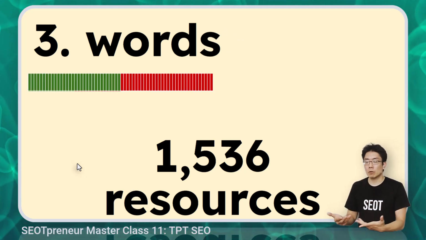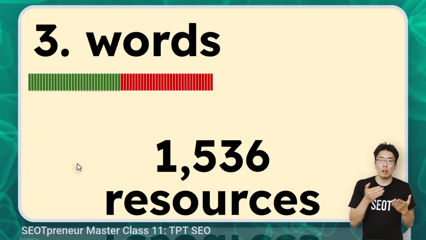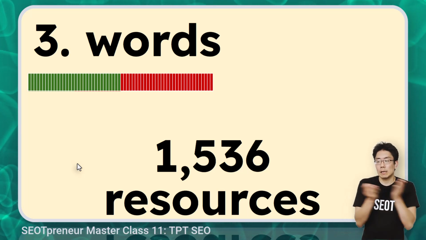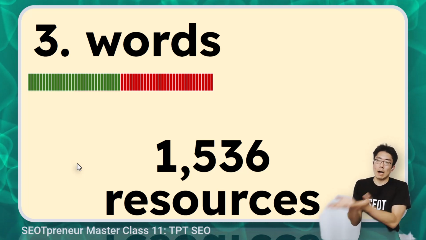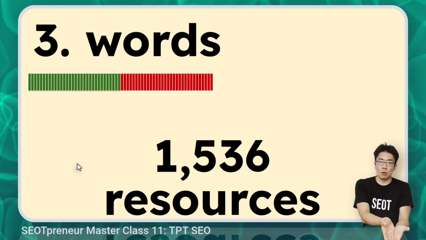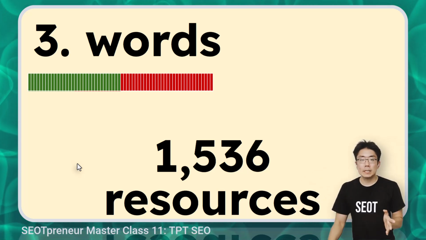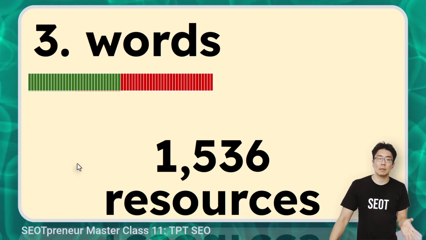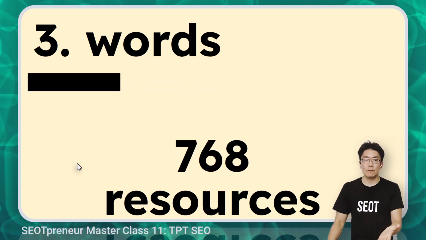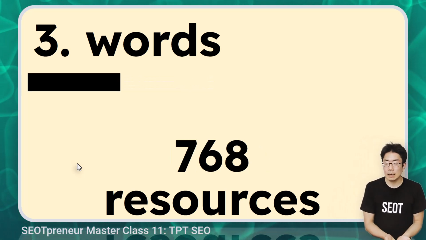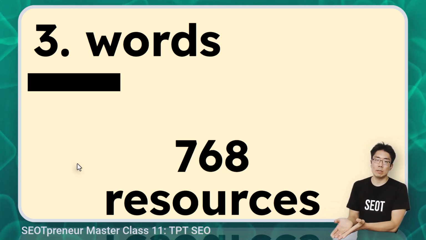The Algolia words criterion basically says, do I have all of the words that the teacher is searching for in my product title? If I do, I'm going to be in the first group. If I don't, I'm going to be in a different group. In this case, if I have the exact search term in my product title, I will be in the first group. And now I'm competing with 768 resources.